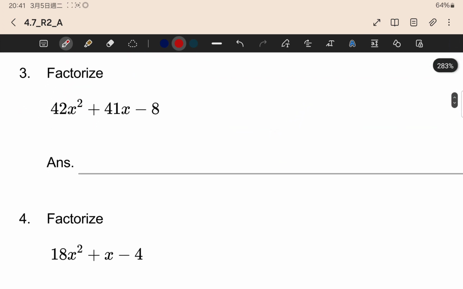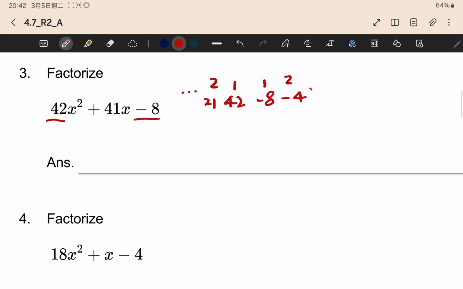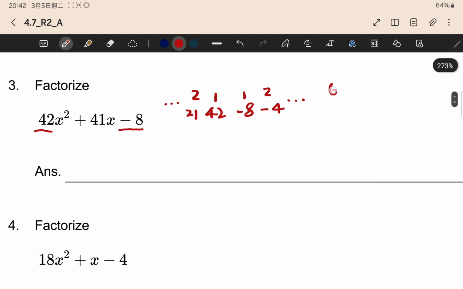Question 3. We first factorize 42. It can be 1 times 42, 2 times 21, and so on. And then we should factorize the number minus 8. It can be 1 times minus 8, 2 times minus 4, and so on. After checking, the correct combination should be 6, 7, and then minus 1, 8.